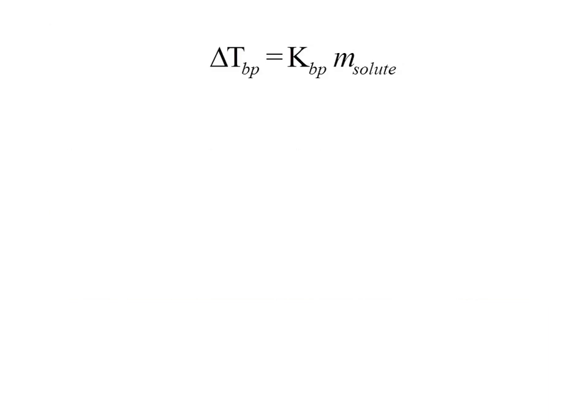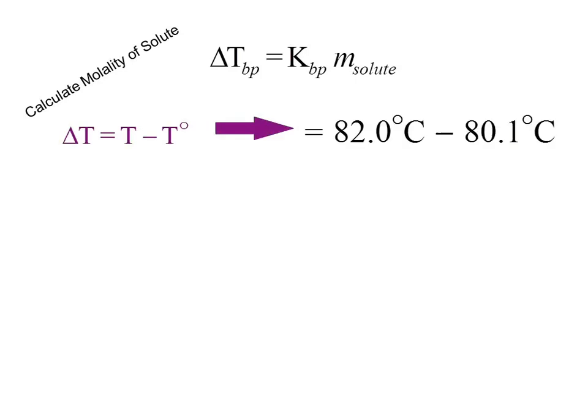All right, so here we go. The delta TBP, it's always the final minus initial. In this case, the final is the elevated temperature. From that, we subtract the temperature it would boil at if it was pure.